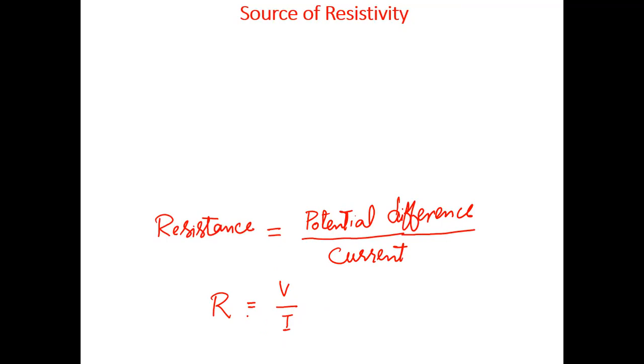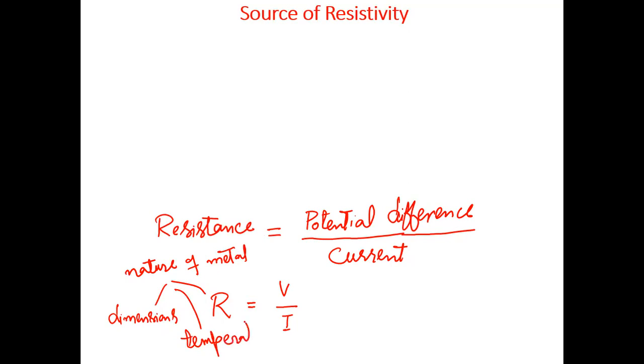तो उसके बाद ये जो रेजिस्टेंस है, we find that this resistance depends upon nature of the conductor, nature of the metal. It also depends upon dimensions of the conductor, and it also depends upon temperature of the conductor. So resistance depends upon these three physical quantities.